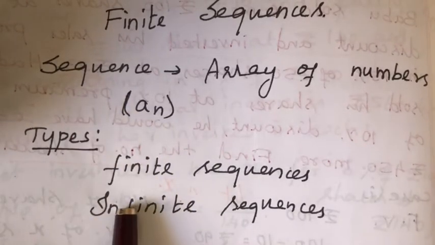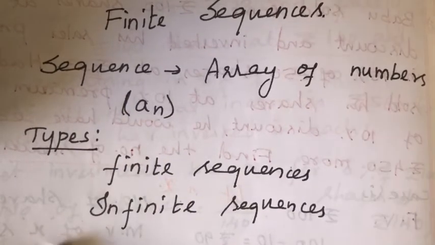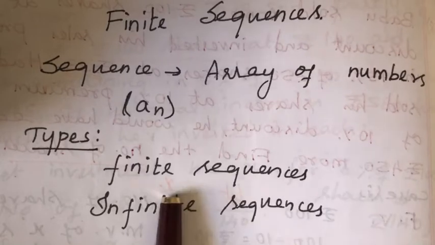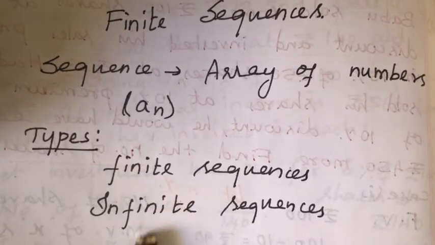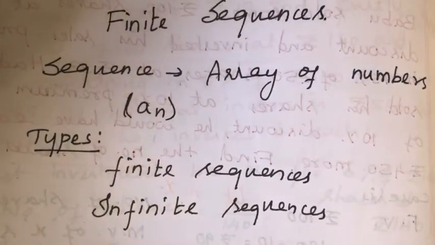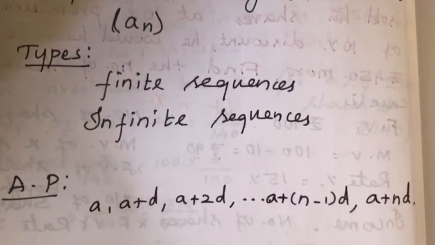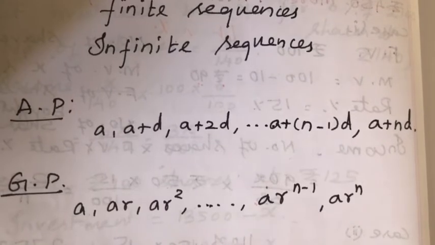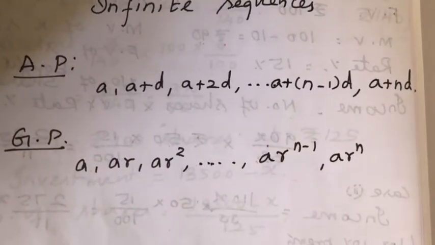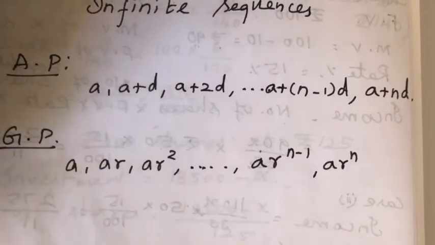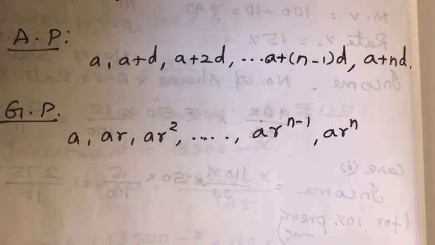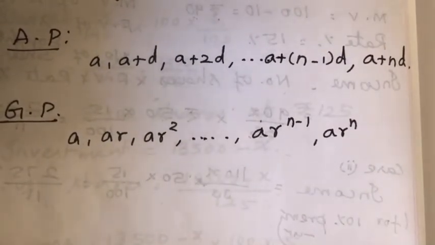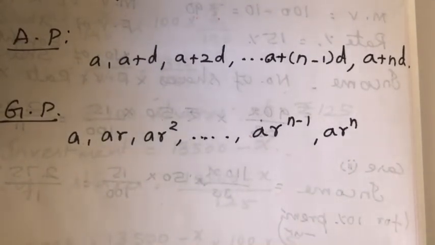There are a few types: finite sequences and infinite sequences. If the sequence has a finite number of terms, then we call it a finite sequence, and if the sequence has an infinite number of terms, we call it an infinite sequence. So, now we are going to learn about progressions. The sequences are also known as progressions: arithmetic progression and geometric progression.